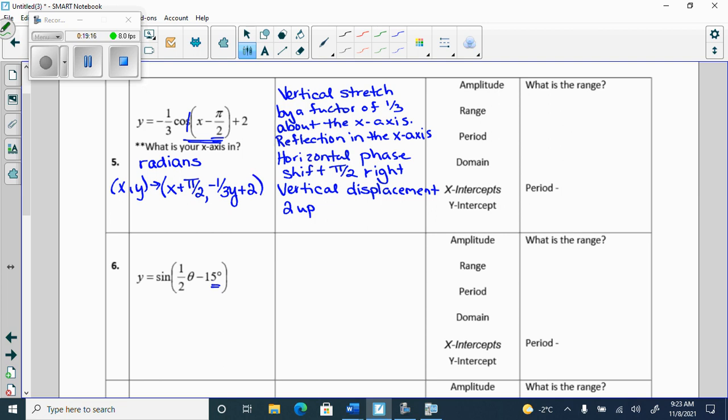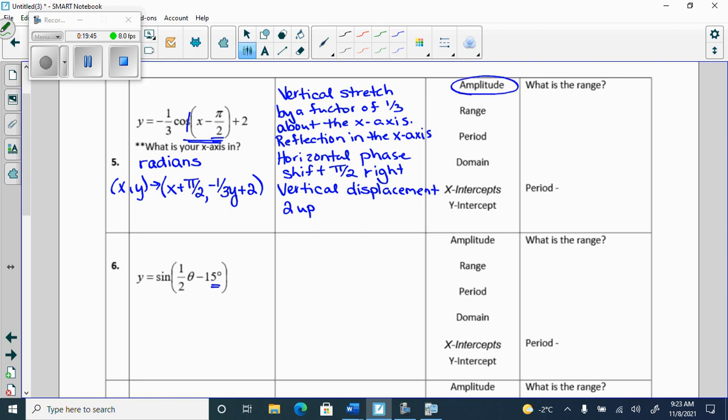So not only has this graph shrunk vertically by 1/3, and it's flipped, but that just makes it look different, right? The mins become maxes, the maxes become mins, but it doesn't change my domain, range, any of that stuff. Then it's moved 2 up, so it's shrunk, moved 2 up, and pi over 2 to the right. Every phase. So, did my amplitude change? Yes, it was 1. It's now 1/3.